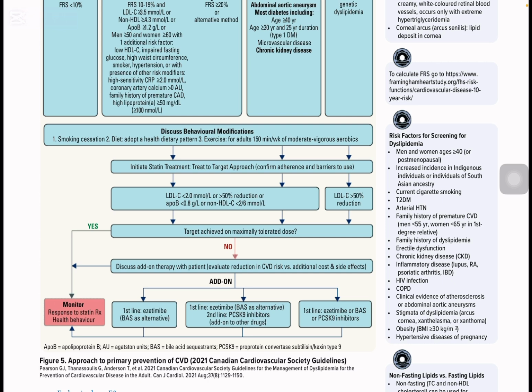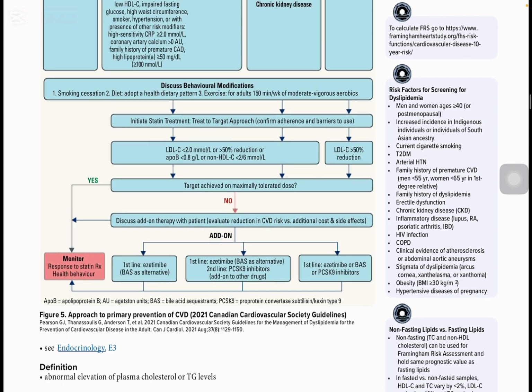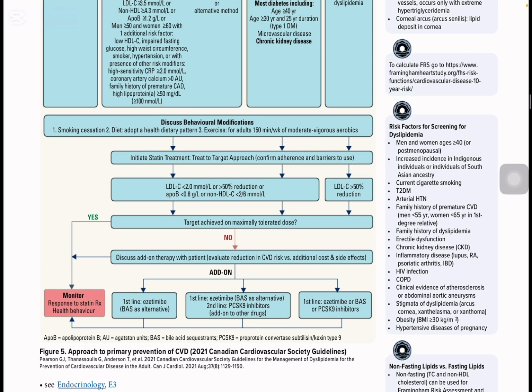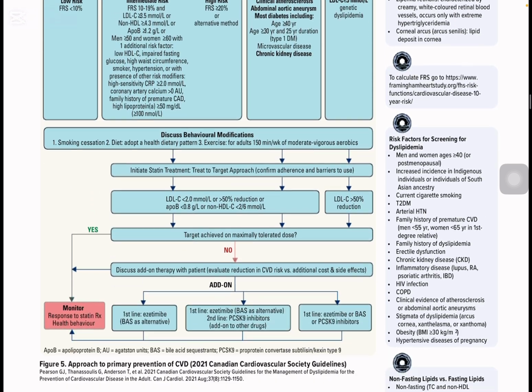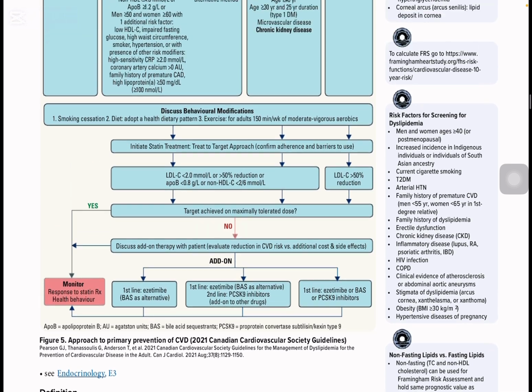Ezetimibe is the first line. Now, bile acid sequestrant it is. After ezetimibe, the second line is PCSK9 inhibitors. Ezetimibe or PCSK9 inhibitors. So these are the two drugs that are advised for add-on therapy. So you need to learn this, and I hope this discussion might have helped you a lot.